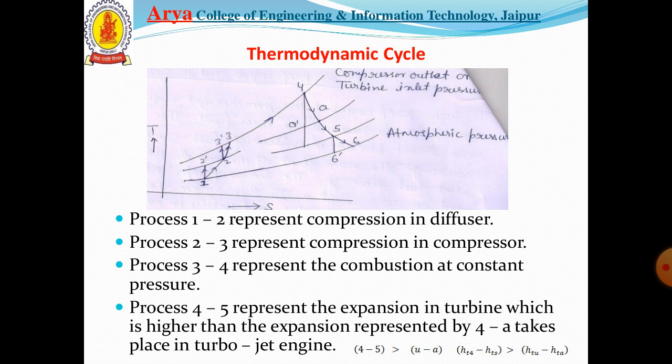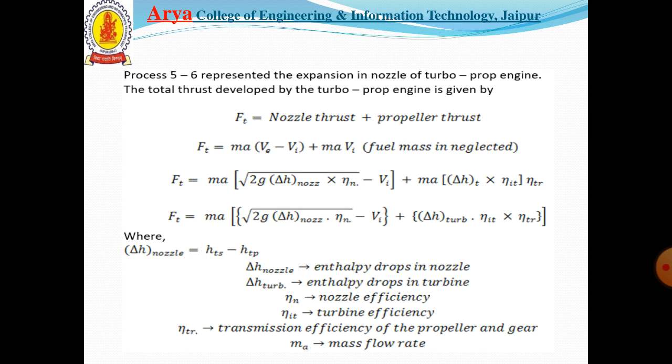The expansion in the turbine is higher, and for the process 4 to 5, HT4 minus HT5 is greater than the corresponding enthalpy drop in the turbojet. This is essential to run the compressor and propeller in the case of the turboprop system. Now process 5 to 6 represents the expansion in the nozzle of the turboprop engine.